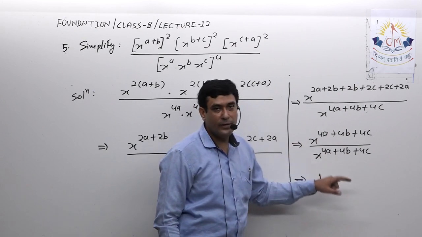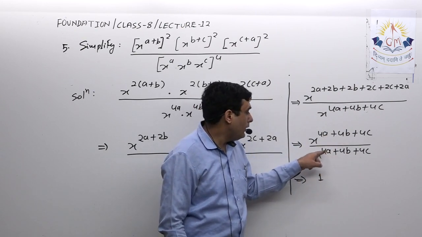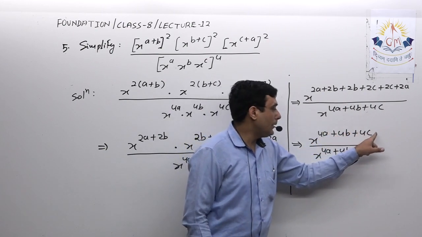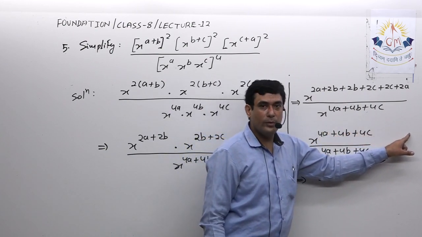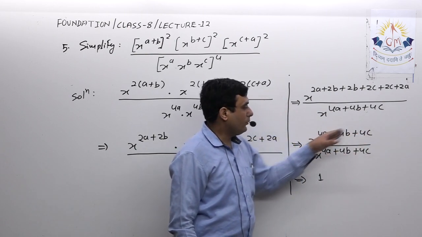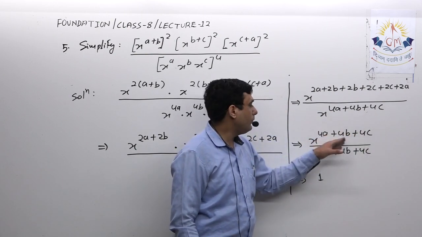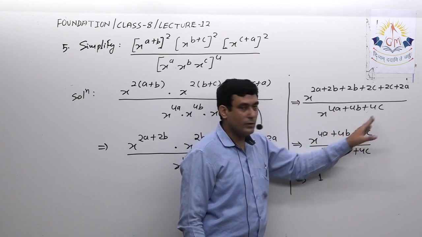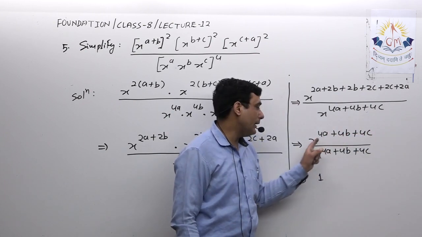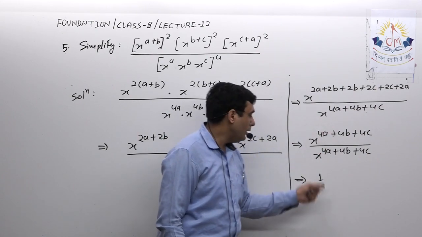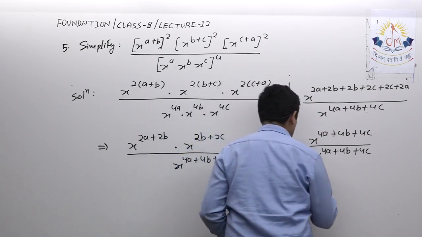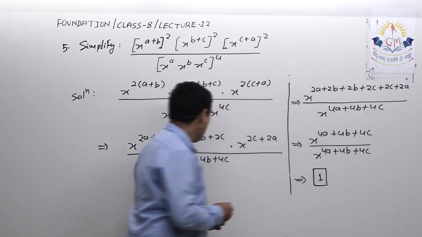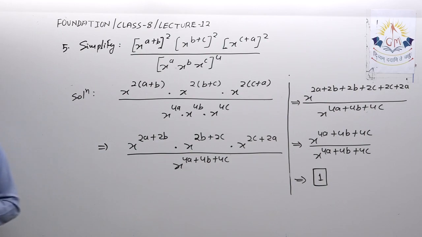Or another way, if I apply the quotient law, this 4a, 4b, 4c when coming in the numerator becomes minus 4a, minus 4b, minus 4c, and plus 4a will cancel with minus 4a, plus 4b will cancel out with minus 4b, similarly plus 4c will cancel out with minus 4c, and here I will get x raised to 0, which is ultimately equal to 1. So this is my final answer. So please note it down, then we'll see the next question.